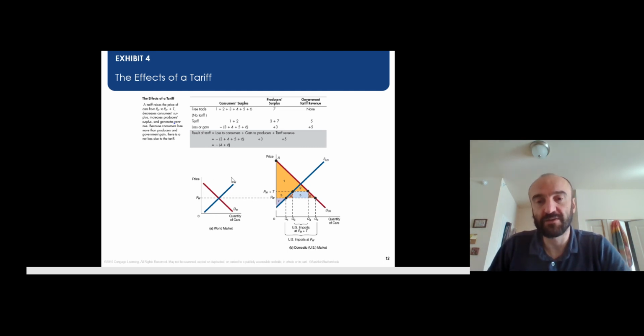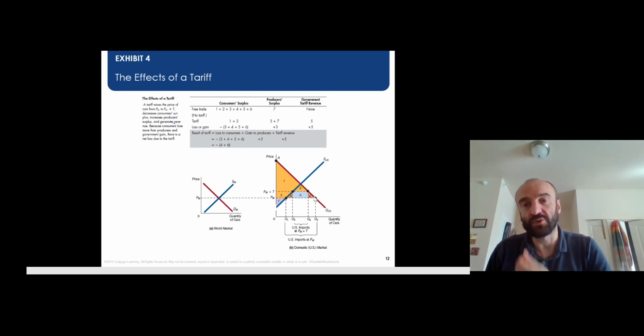So that's picture A. Picture B is the domestic market. What happens on the domestic market in America? You see the world market price is the same as it is, PW. That's the price level of steel on the world market.